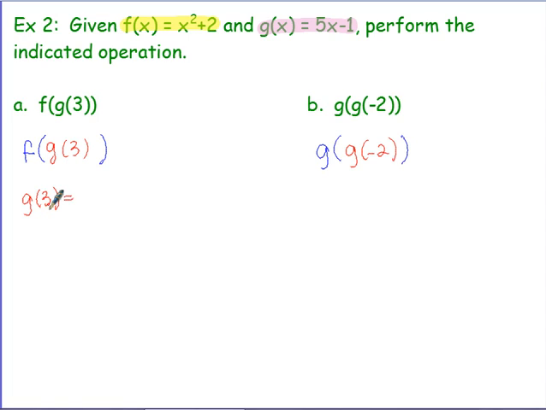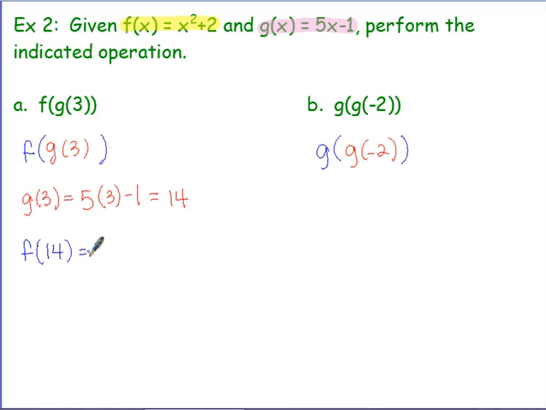So I'm going to put 3 in the g equation. Right there, so it's going to be 5 times 3 minus 1. Put it in your calculator. You should get 14. That's our inside part, or our red part. Switching to blue, we now have f. We're going to drop that answer in the parentheses.